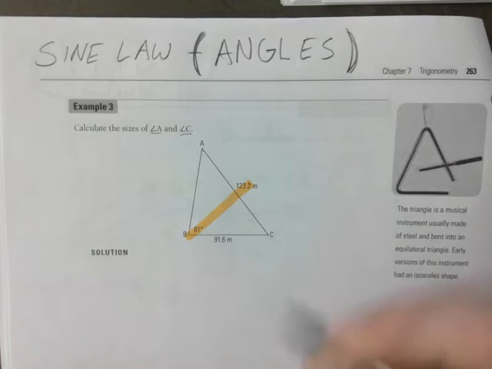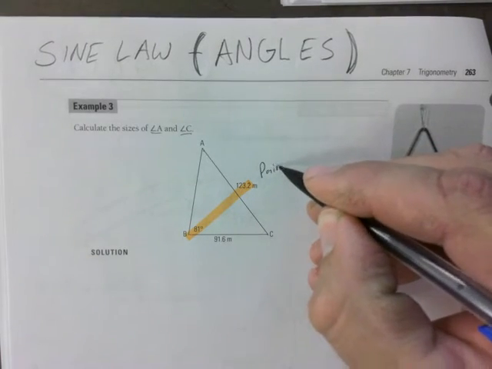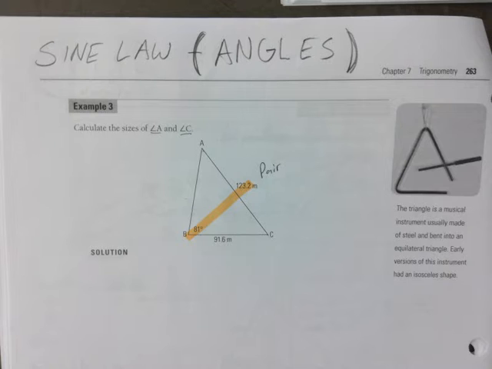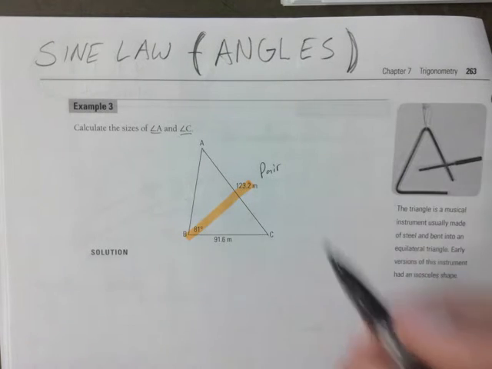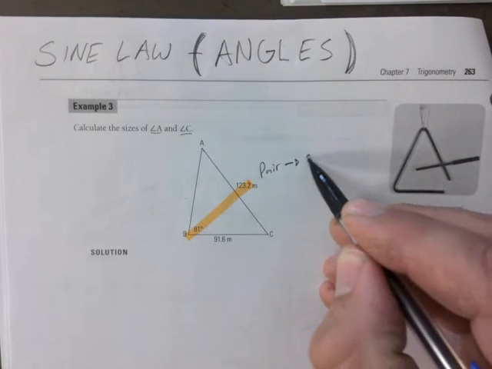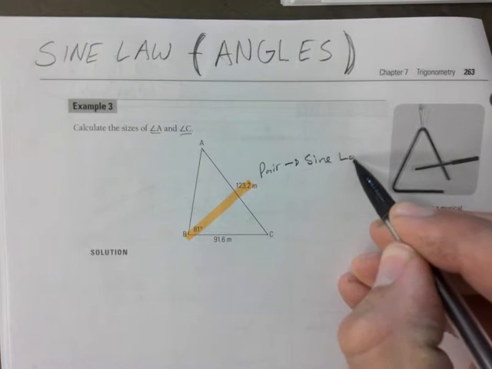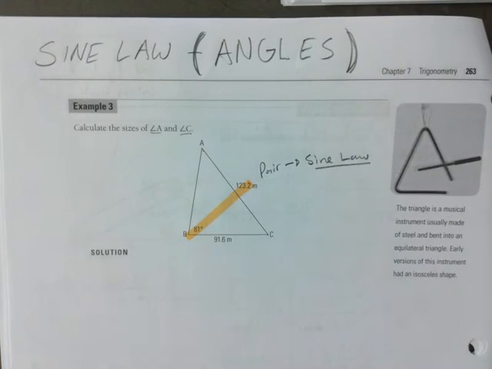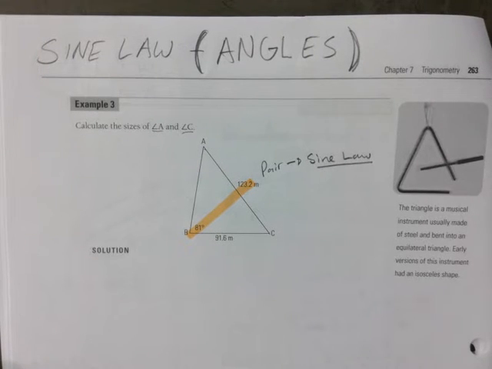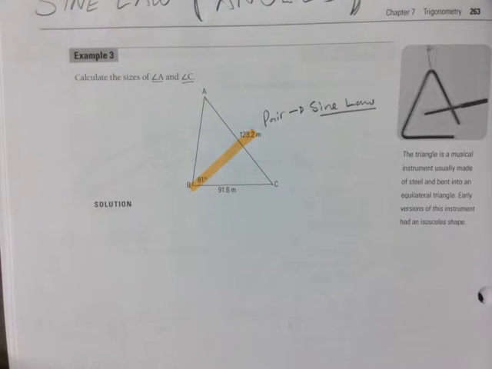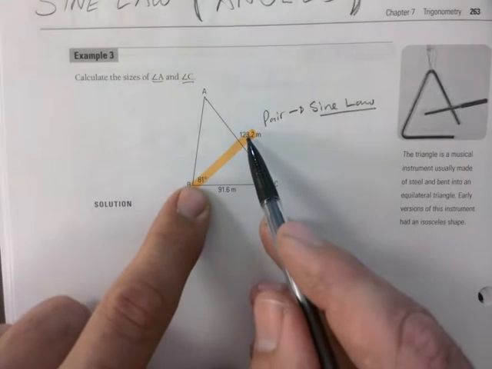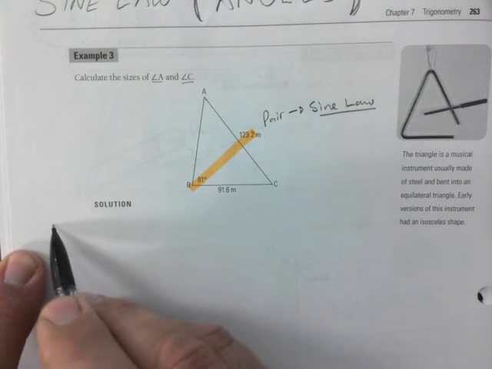You have the side. So a couple days from now, you're going to have to choose between sine law and cosine law. But because of that pair, you know that sine law is your go-to. So let's go ahead and solve this. I always take the pair and set it up right away.